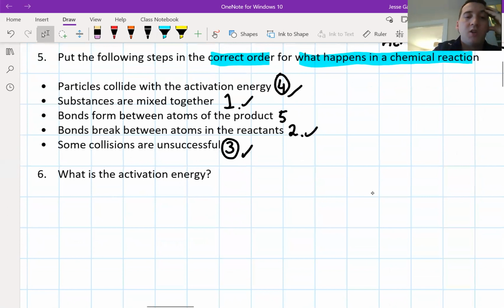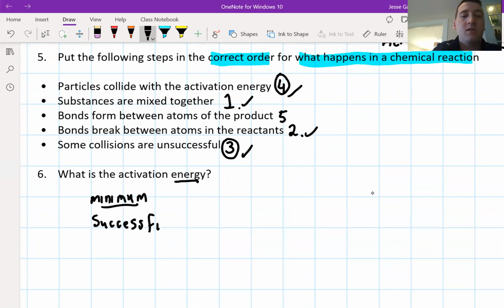Okay, so what you should definitely have mentioned here is a minimum. The word minimum should be in your answer. And it's obviously an energy, so it's going to be a minimum amount of energy. Minimum amount of energy. Now what for? Minimum amount of energy for, and the next phrase you should use is successful collision. You definitely need that.